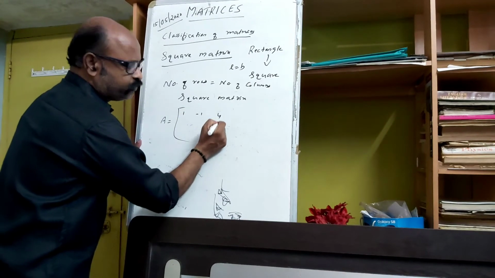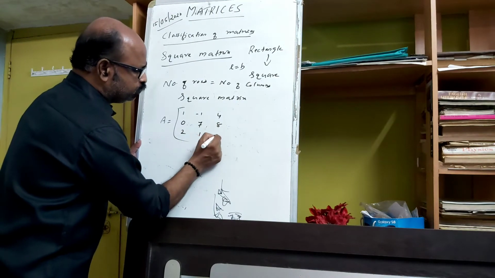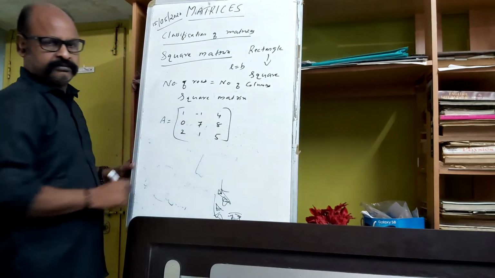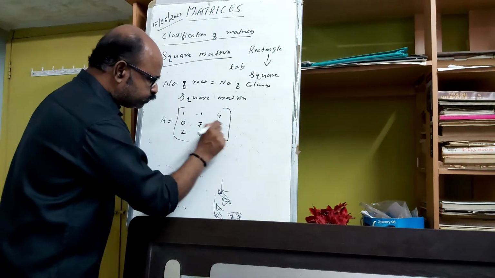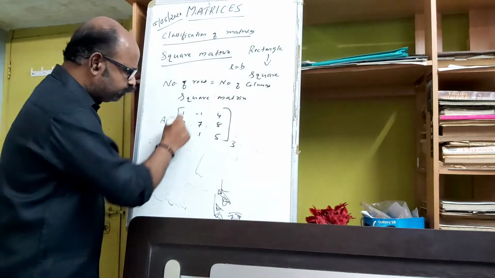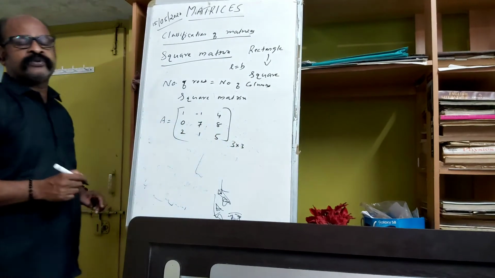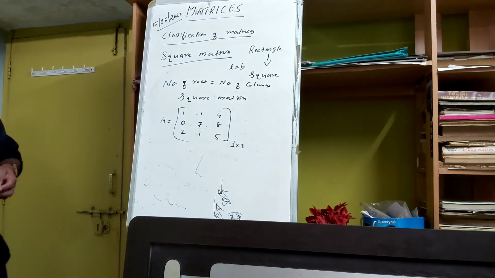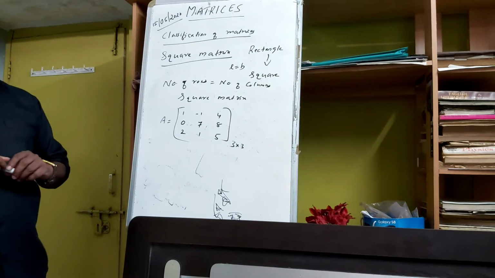1, minus 1, 4, 0, 7, 8, 2, 1, 5. Okay, this is a matrix. How many rows? 1, 2, 3. And how many columns? 1, 2, 3. That is 3 by 3. So this is a matrix with 3 rows and 3 columns.